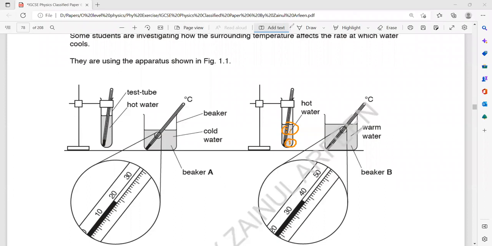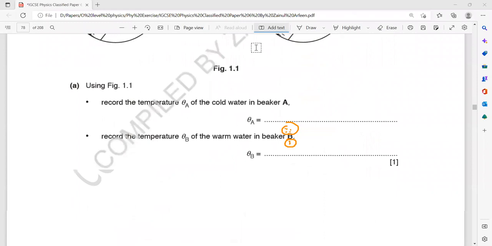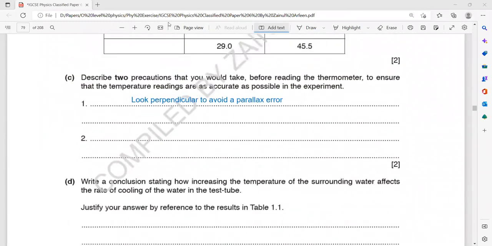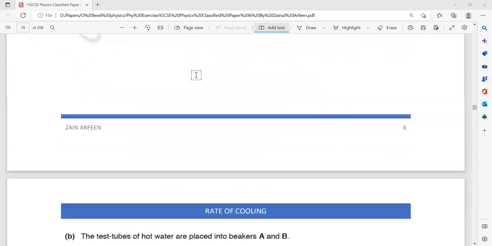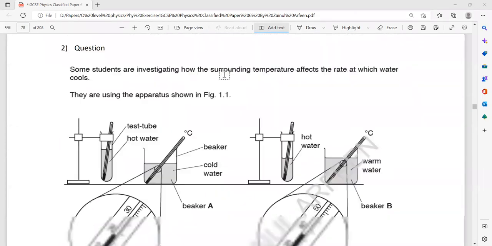The thermometer bulb should not touch the base. That is one thing. Another thing, we should stir the mixture before recording a temperature. So you can mention stir before we record the temperature. And what else? As you mentioned, the thermometer bulb should not touch the base or the walls of the test tube. Why should it not touch the base or the walls of the test tube? Because the beaker temperature might be different from the liquid temperature. That's why.